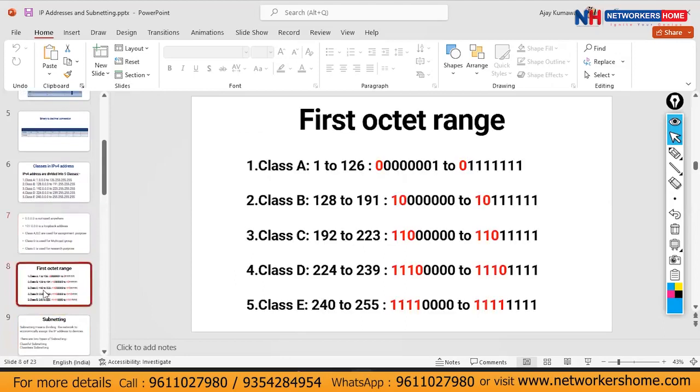Then next, this is the first octet range. For class A, it is 1 to 126. Why 1 to 126, why not 0 to 127? 0 we cannot use, and 127 is reserved for loopback. Then we have class B, 128 to 191. And these are the reservations: first bit is always 0; first two bits are fixed 1 and 0; first three bits 110; first four bits 1110; and first four bits 1111. And this is the first octet range: 128 to 191, 192 to 223, 224 to 239, and 240 to 255. Is this clear?